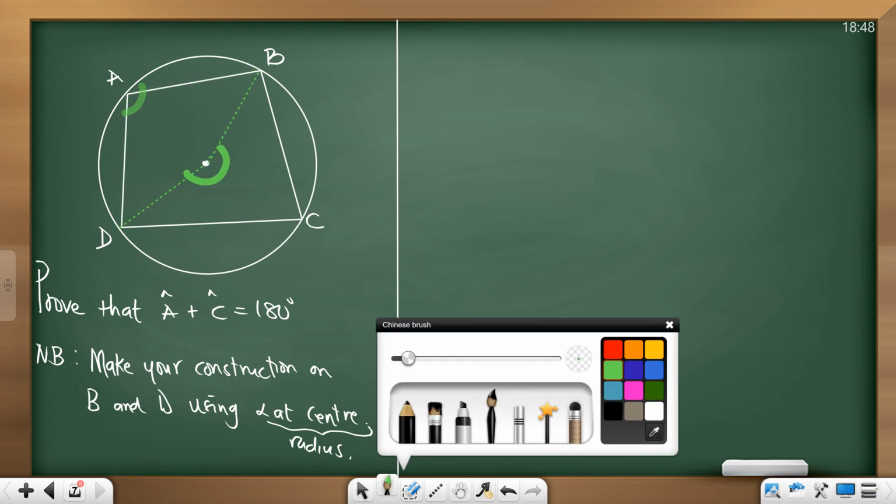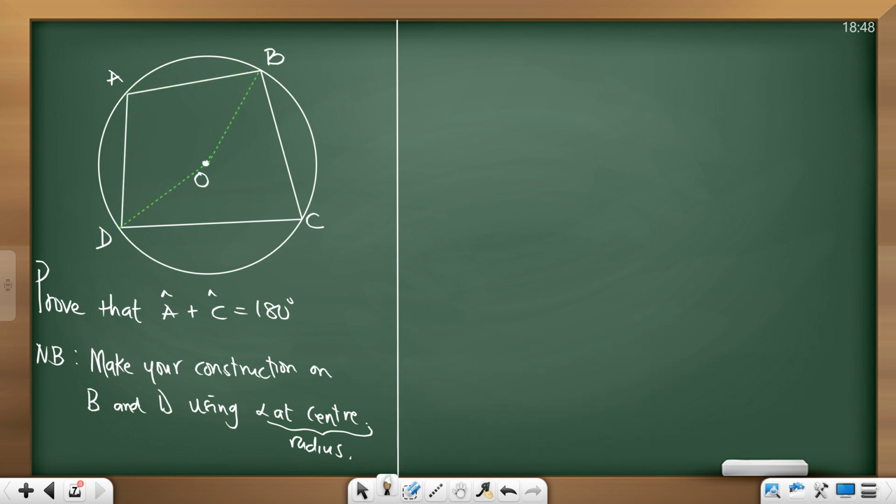So if we then label as O1 and O2, what can we then say? Let's start with our construction. What are we going to say? Join radii. Which radii? OB and OD.